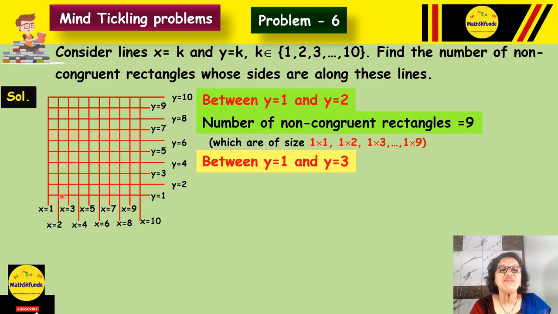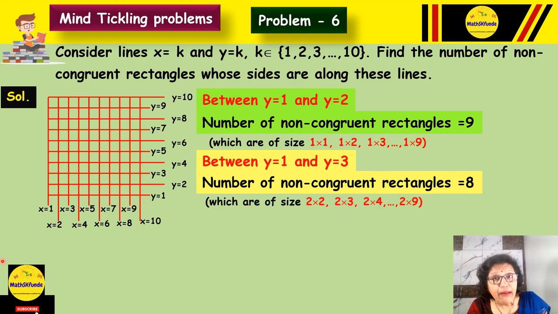2 by 2 means between lines x equal to 1, x equal to 3, and lines y equal to 1 and y equal to 3. That would be the first rectangle which you would consider, of the size 2 by 2. Then when you consider x equal to 1 and x equal to 4, and obviously y equal to 1 and y equal to 3, you will get a rectangle of the size 2 by 3, and so on.